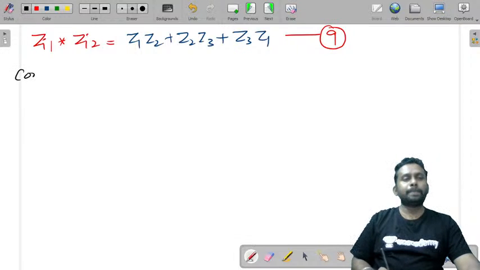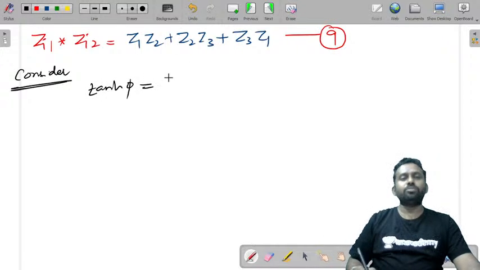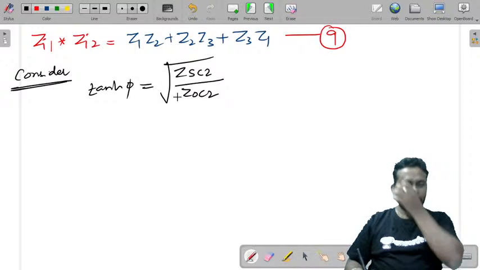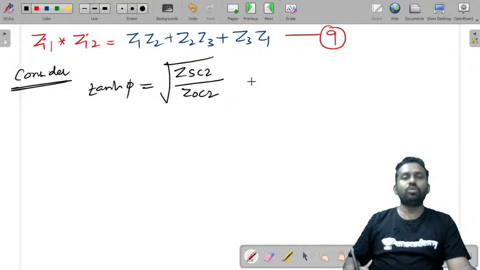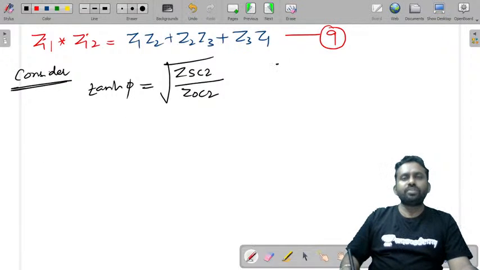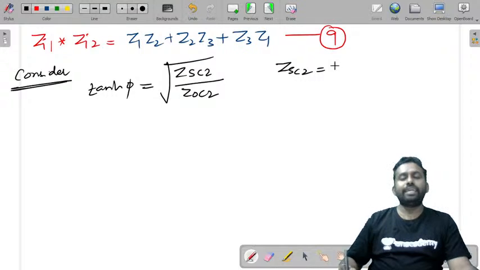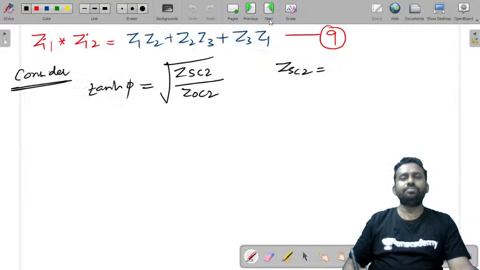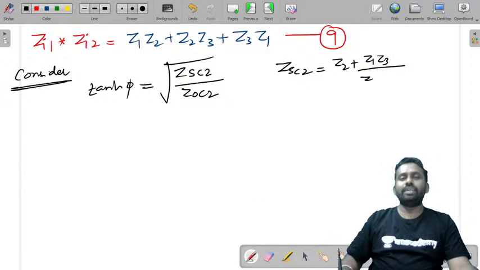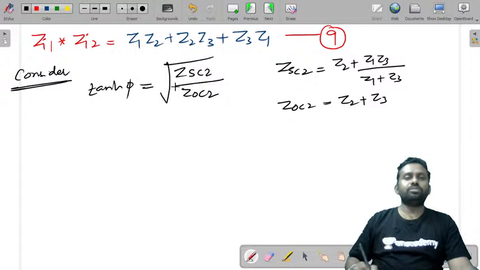Now consider the image transfer constant. Tan h phi is equal to, you already know, root of Zsc2 by Zoc2. Substitute the values of Zsc2. What is Zsc2? Just look at Zsc2. It is Z2 plus (Z1 Z3 by Z1 plus Z3). And what is Zoc2? It is Z2 plus Z3. Now let's try to substitute this in this equation.